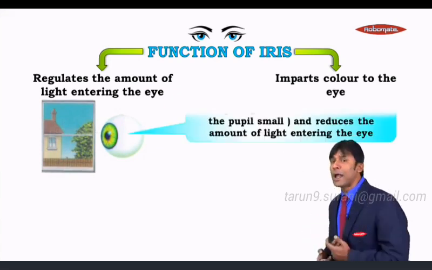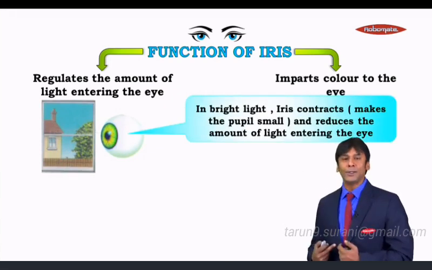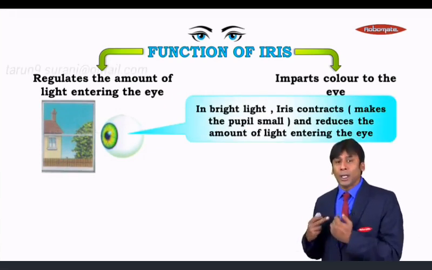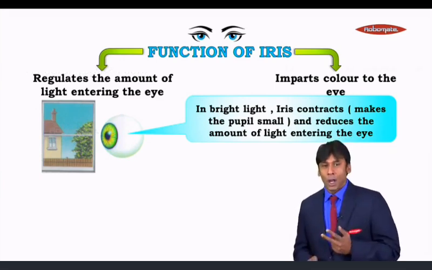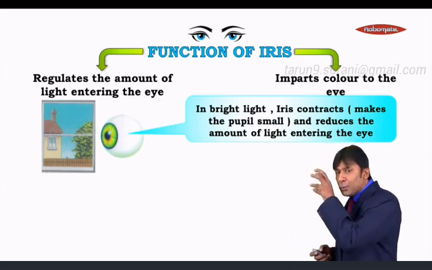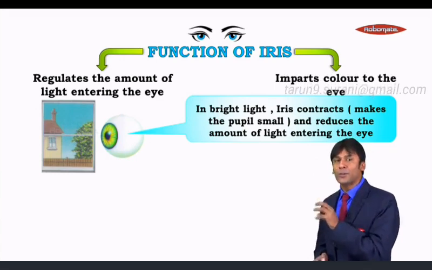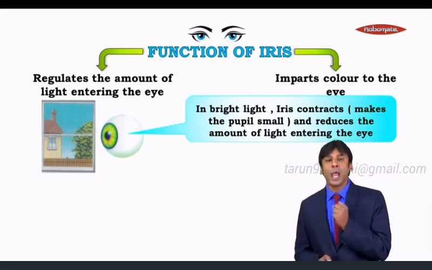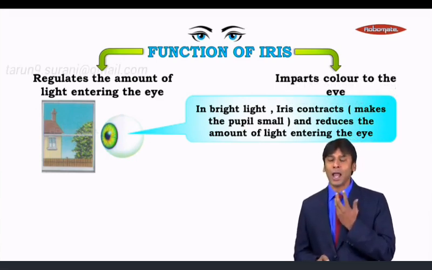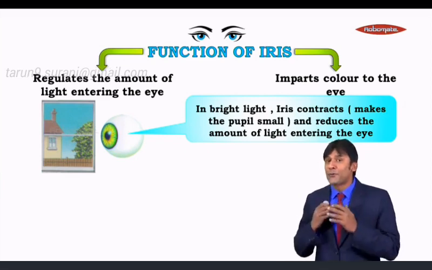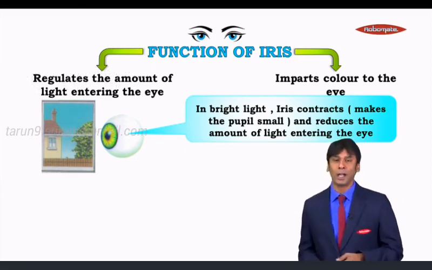When we go out in bright light, what exactly happens in bright light is that in bright light iris contracts. Now when iris contracts, it makes the pupil small. When the pupil becomes small, it reduces the amount of light entering the eye, and our eyes are protected from bright light and we can see in bright light.